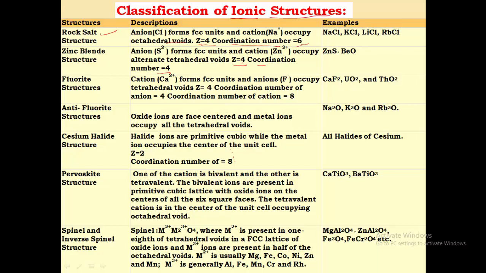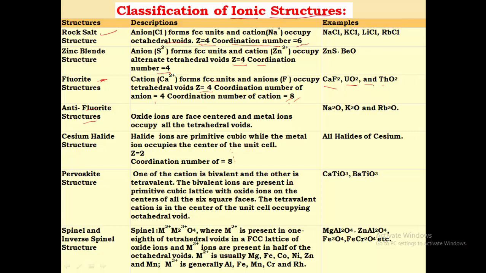If the ionic crystal has fluoride structure, that means the cation forms FCC units and anions occupy tetrahedral voids. The number of atoms is 4. The coordination number of anion is equal to 4 and the coordination number of cation is equal to 8. See here, the coordination number for anion is 4, but for cation it is 8 in case of fluoride structures. Examples are calcium fluoride, uranium oxide and thorium oxide. Okay. Next, antifluoride structure.